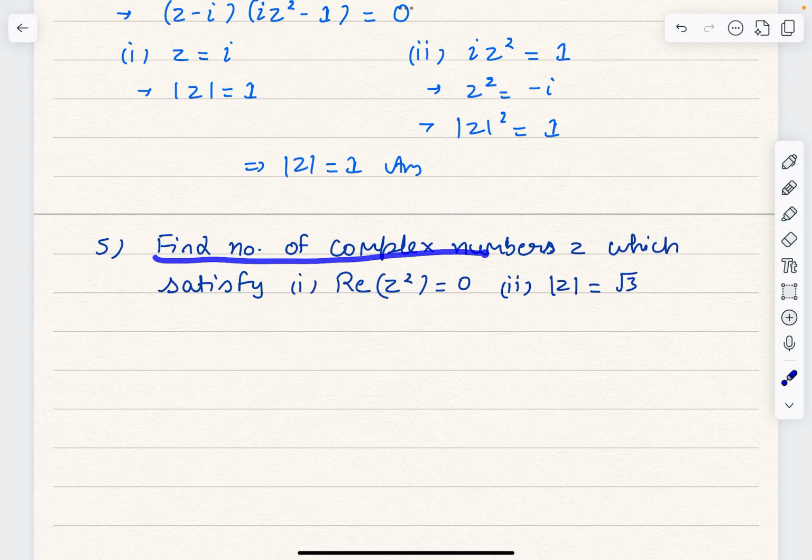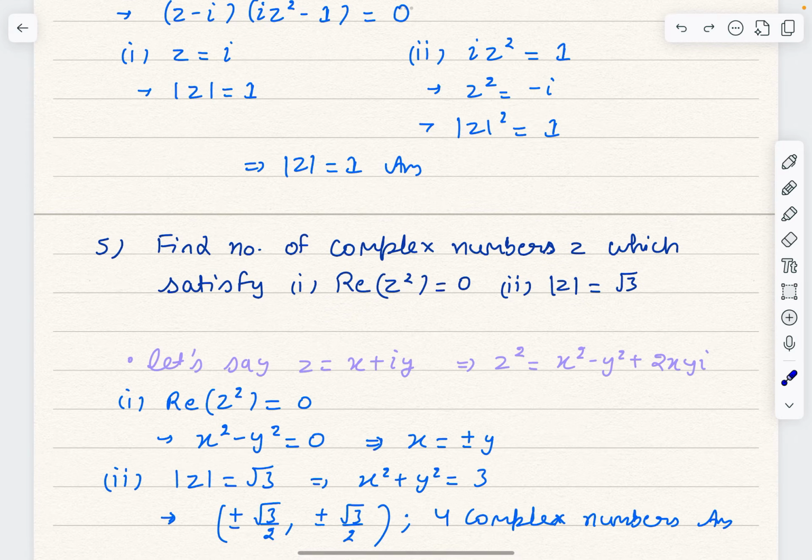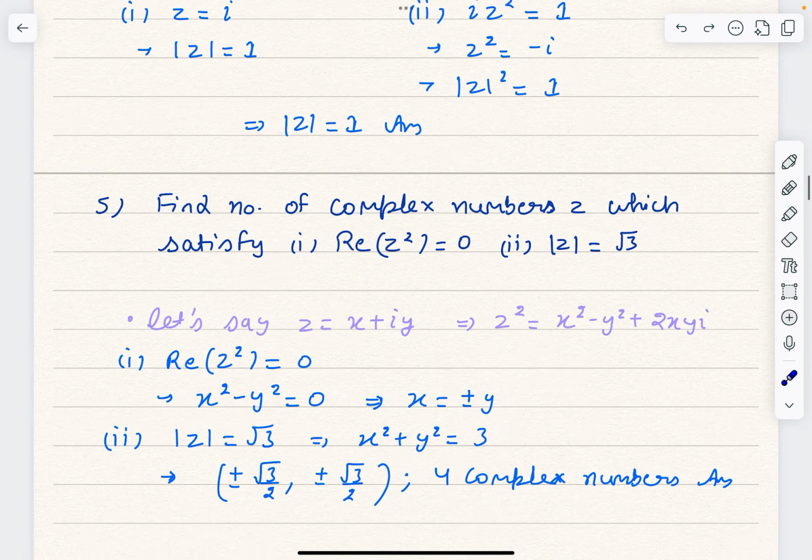Find the number of complex numbers z which satisfy these two conditions. Both the conditions must be satisfied: real of z square equal to 0 and mod z is root 3. You can give it a try. The correct answer here is 4 complex numbers. How can you solve this?